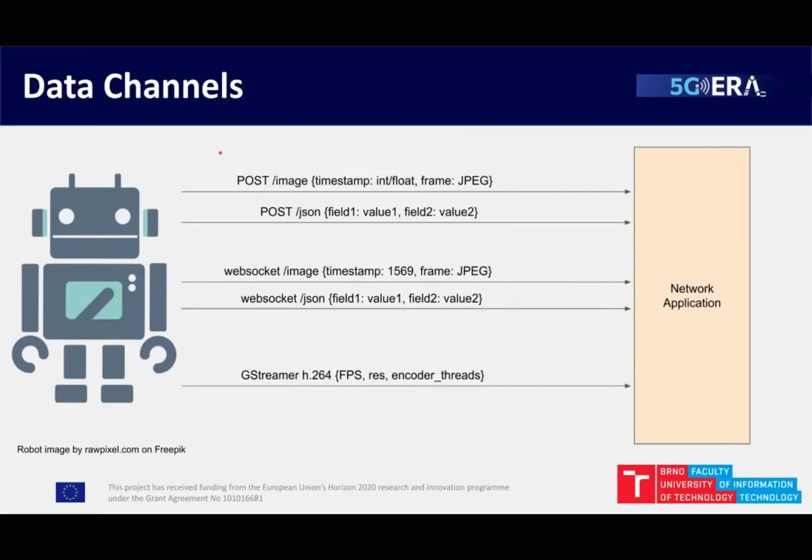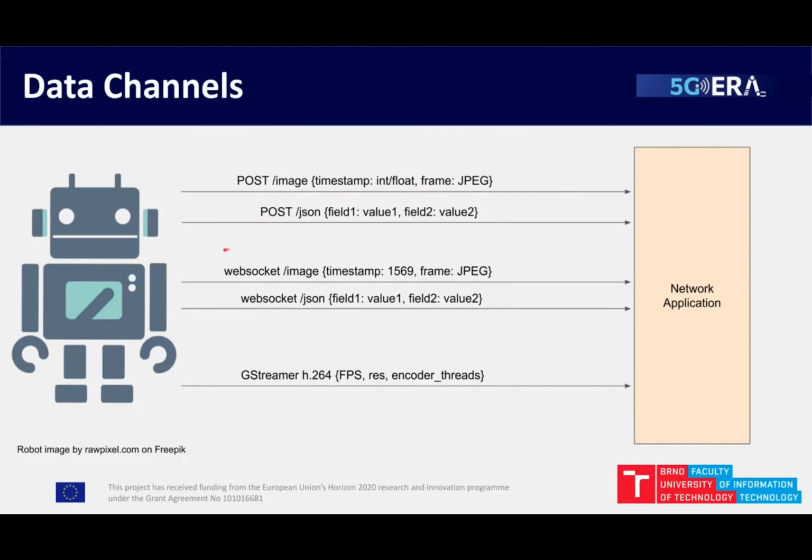For the data channels, in our reference implementation, we support three different data channels. The easiest one is the HTTP data channel, where the network application provides two endpoints, one for sending images with timestamps and other optional data, and with the frame, of course, which is sent as a JPEG. And the other endpoint is a JSON endpoint, which can be used to send any kind of JSON data. So anything which is JSON serializable could be sent over this endpoint.